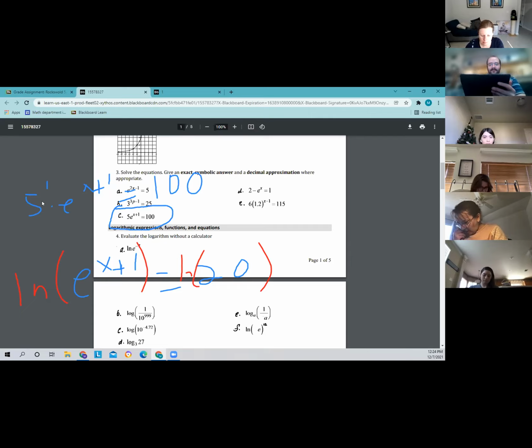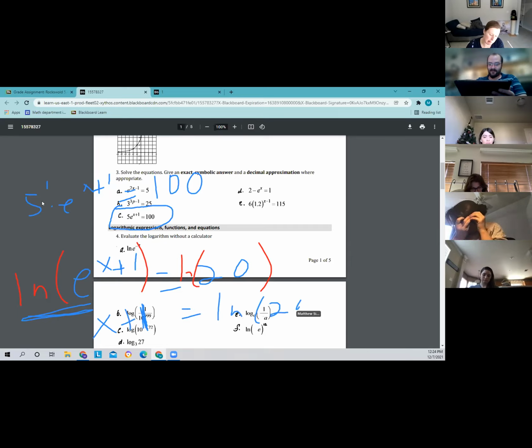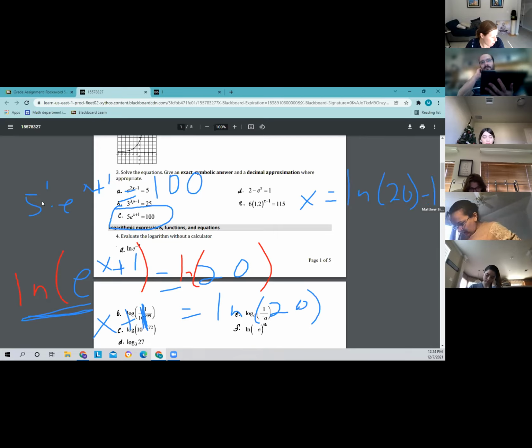So I get ln and e, and what I hope you notice at this point is that these are inverse operations. Whatever e is doing, ln is undoing it, right? So I end up getting just the exponent on my e. I end up getting x plus 1 equals ln of 20. And I think there's one more step to solve for x. What do I have to do? Subtract 1. You've got to subtract 1.